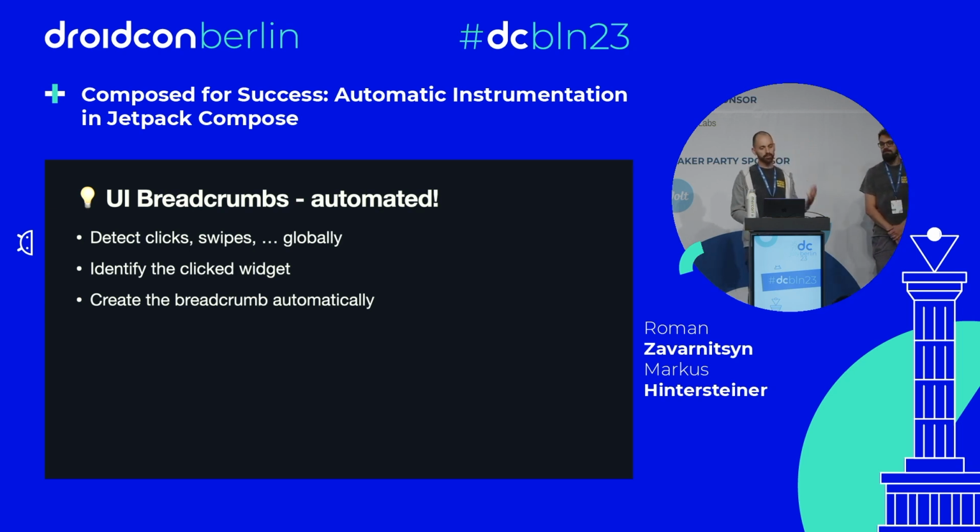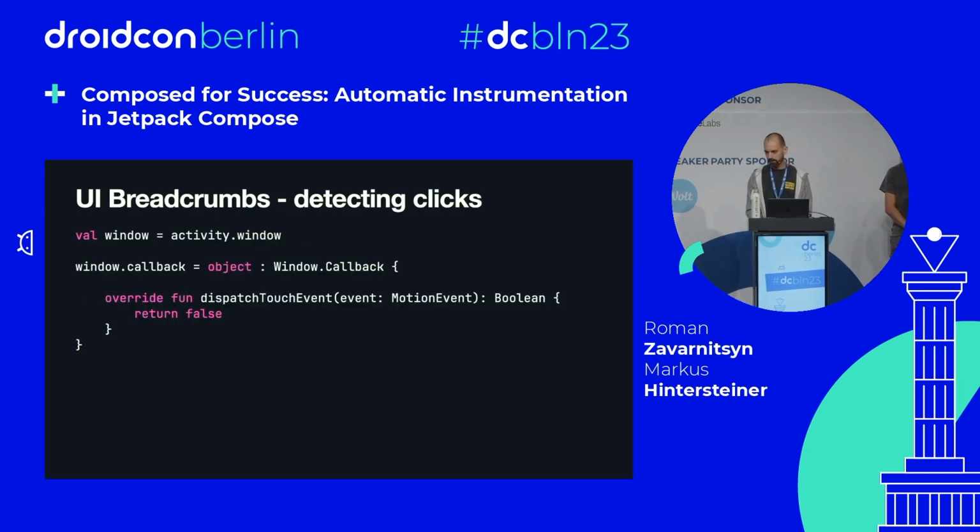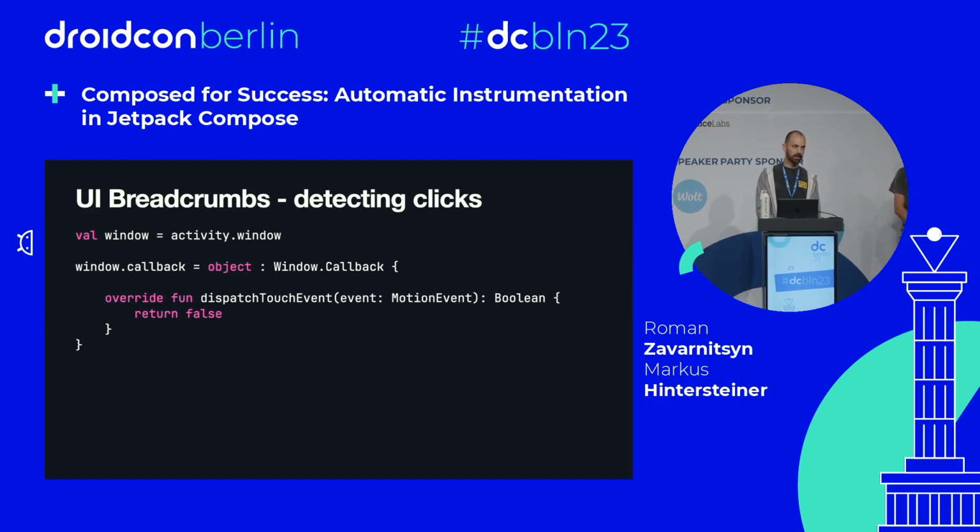So we had this idea of also automating the generation of user interaction breadcrumbs. What we would need to do is detect any clicks, swipes, or scroll gestures globally within your whole app. We also would need to know which widget you actually clicked on, and then create a breadcrumb automatically based on this. So how can you detect a click within your app globally?